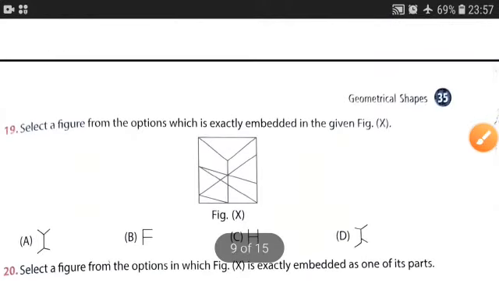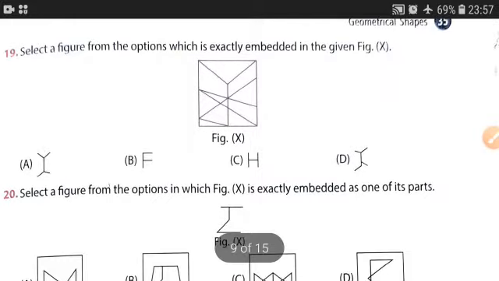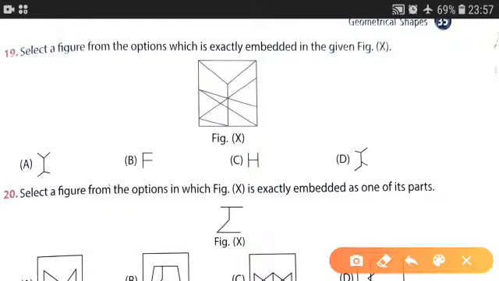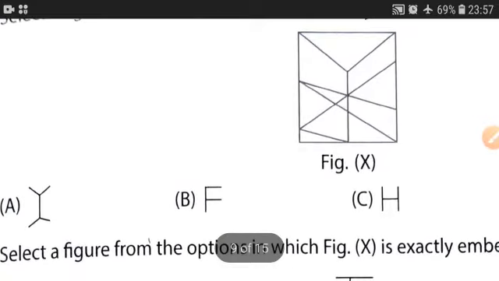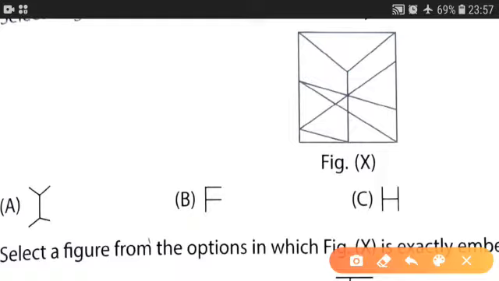Now moving further to question number 19. Same kind of question. Select the figure from the options which is exactly embedded in the given figure X. So this is figure X. We have to find out which of the following four options is embedded in figure X. Okay, so check it properly. You will find that this, like this, and like this. So option A can be inside figure X. The correct answer will be A.